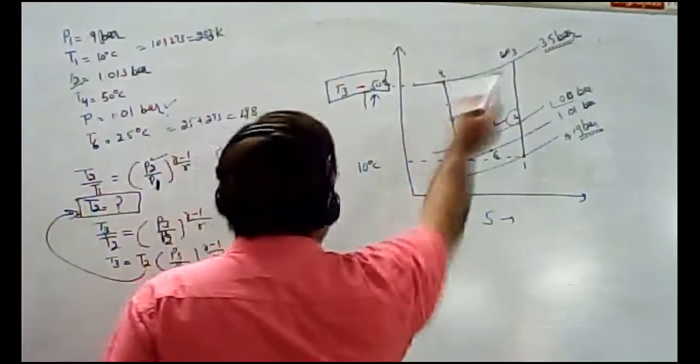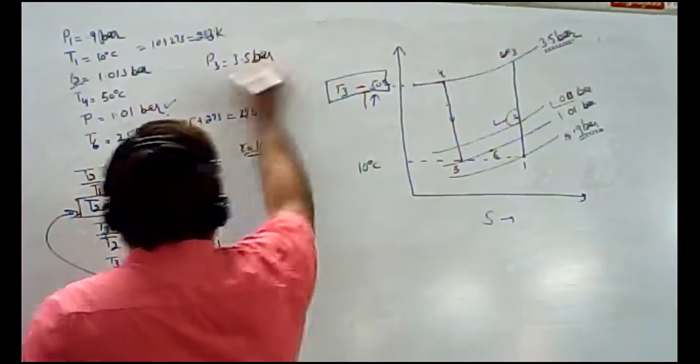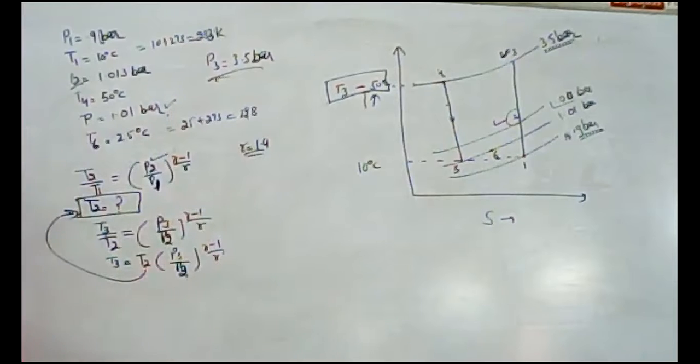And what will be the value of P3? P3 value will be equal to 3.5 bar. All will be given in your statement. Okay. Now further.